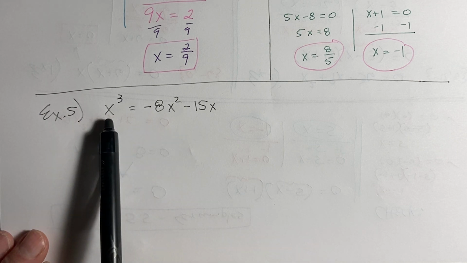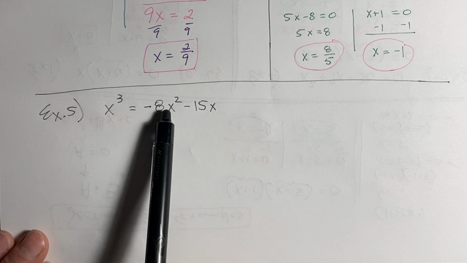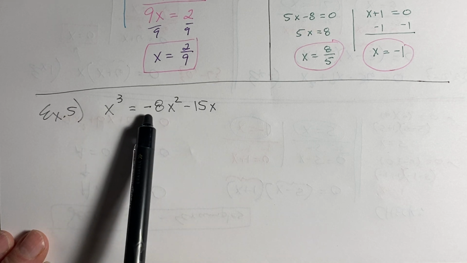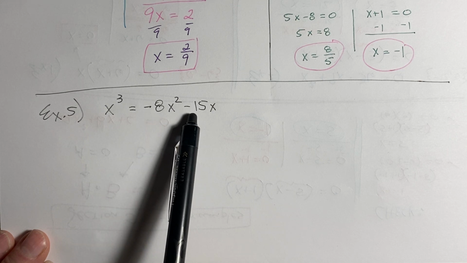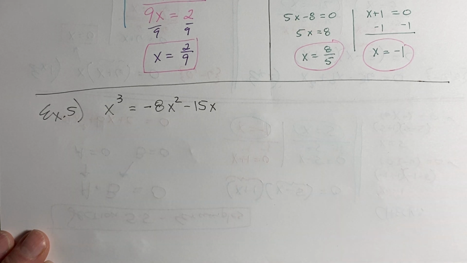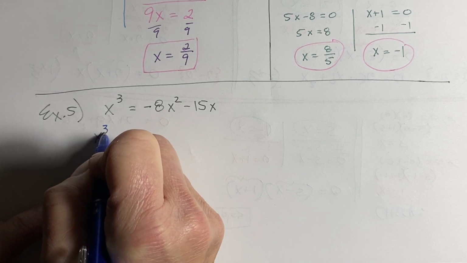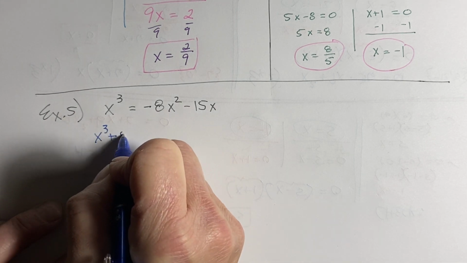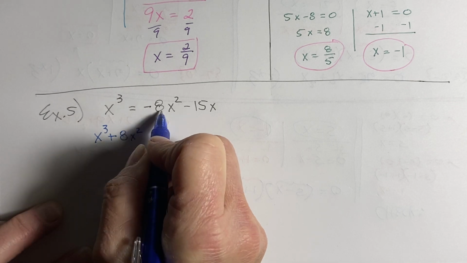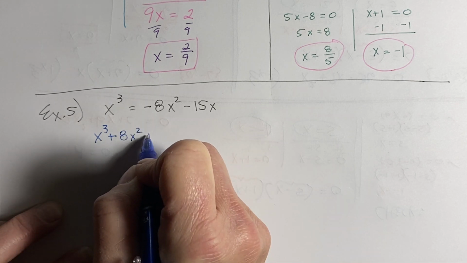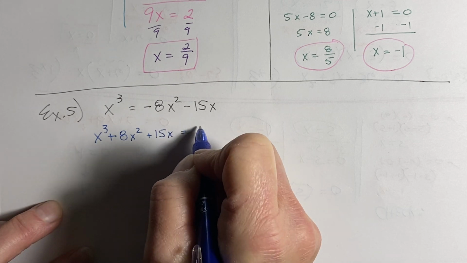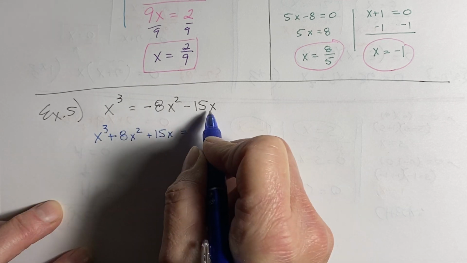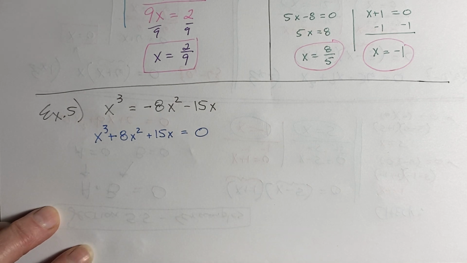It needs to be set equal to 0 in descending order. So my x cubed is over here, so I'm going to go ahead and bring these two to the left side. I'm going to add the 8x squared, and I'm going to add the 15x. So it looks like this. X cubed plus 8x squared, added that, plus 15x, added that, and then on the right, those will both be gone and it'll equal 0.